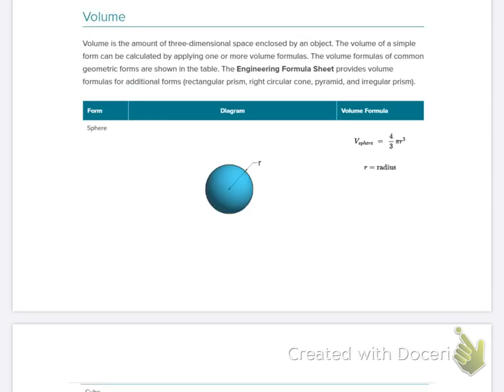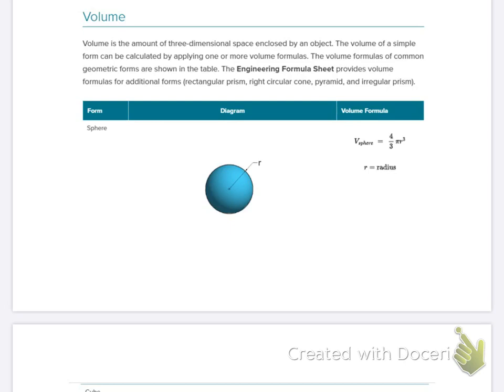Okay, our next topic is volume. So we did mass and weight, and now we're going to do volume. So you're going to have to use your engineering formula sheet, and if you wanted to print out a new one for yourself, it's under Student Resources on Project Lead the Way. But I have cut and pasted some of the formulas here. So these are the formulas we're going to be working with.